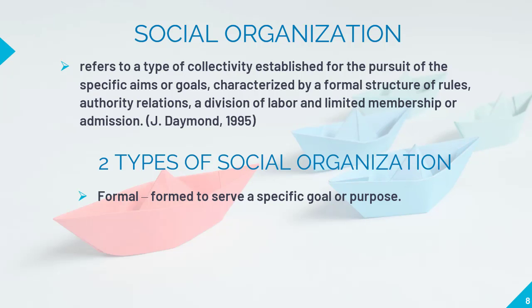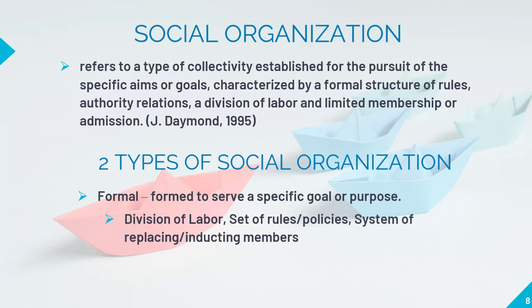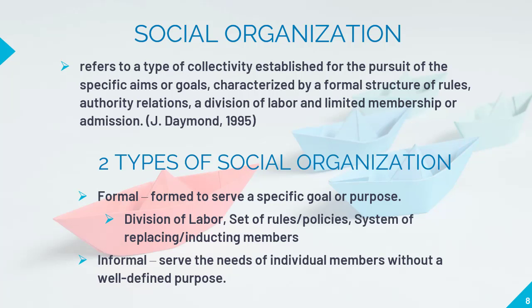Formal organizations are characterized by the inherent division of labor or power, a set of rules or policies that all members follow, and a system of inducting or replacing members. Informal organizations, on the other hand, serve the needs of individual members. They are created without a well-defined goal or purpose.